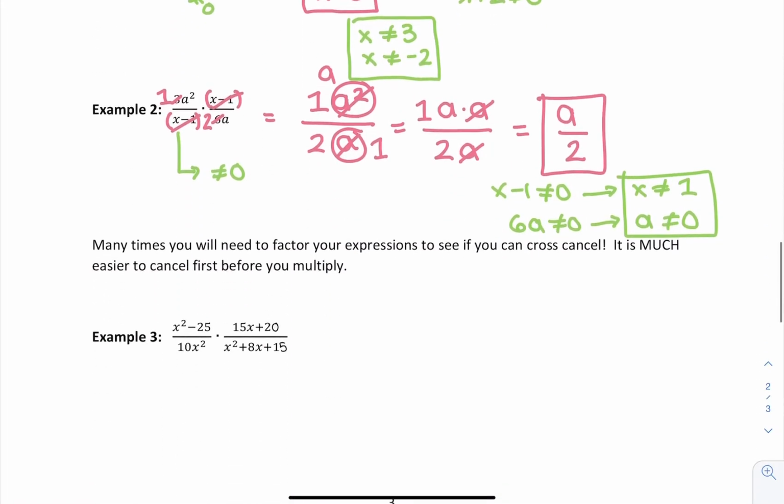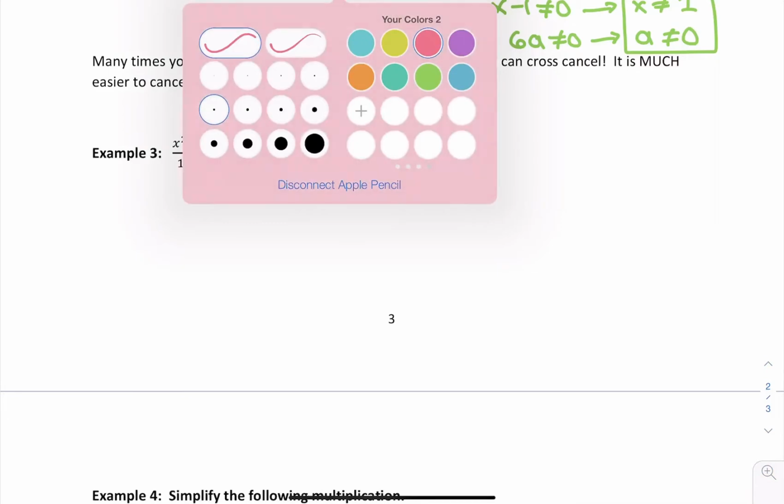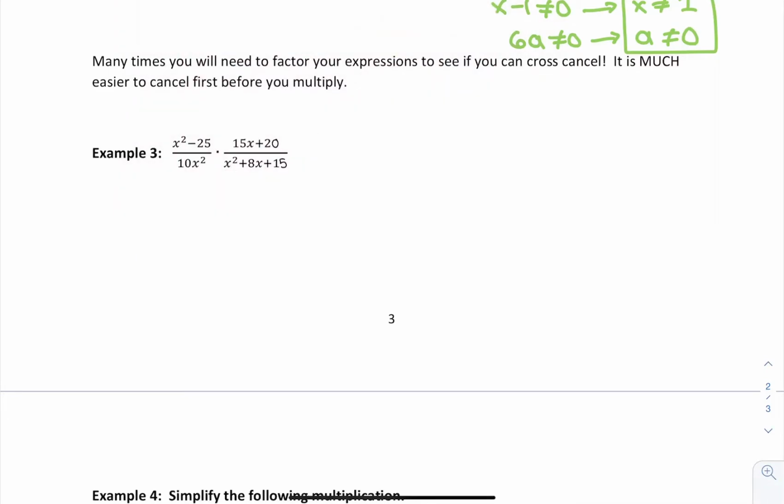Many times, you will need to factor your expressions to see if you can cross cancel. So it's not always going to be obvious. Try to factor first. It's a lot easier to cancel before you multiply. So factor first before you multiply. So let's go ahead and factor each expression. This x squared minus 25 is the difference of perfect squares. So I'll make that x minus 5 times x plus 5. And in the denominator, I'll just leave that for now as 10x squared.